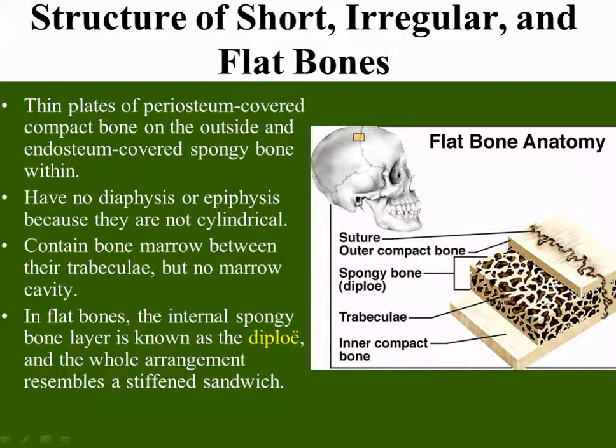So I always think of it as being like a sandwich. You have a hard surface on one side, hard surface on the other side, and it's just filled with spongy stuff in the middle. Spongy sandwich. And that spongy stuff is called diploë. You can still have bone marrow in here, there's just no medullary cavity for it to be stored in. So you can still have red bone marrow to make blood cells. You can still have yellow bone marrow to store fat. There's just no cavity for the marrow.